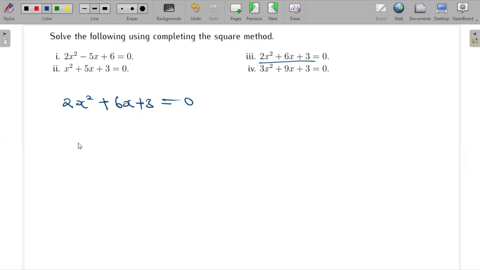So if you're following, you know that we first factor out the 2, because we want the x squared to only have the coefficient of 1. So factor out a 2 such that you have x squared plus 3x plus 1, and this is equal to 0. So this is 2 times that.